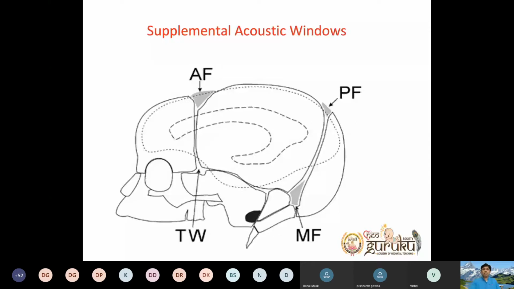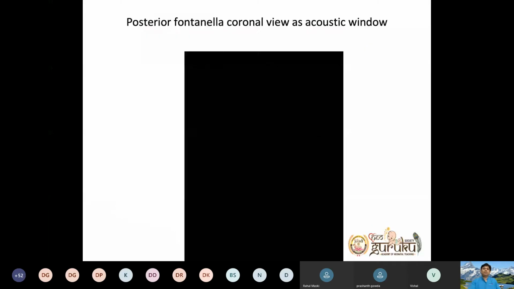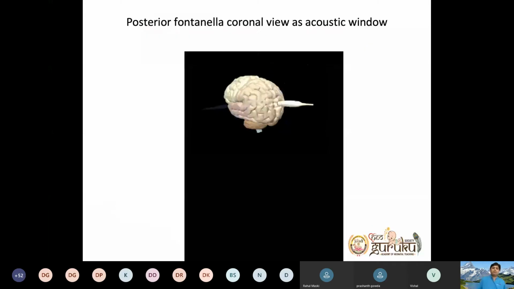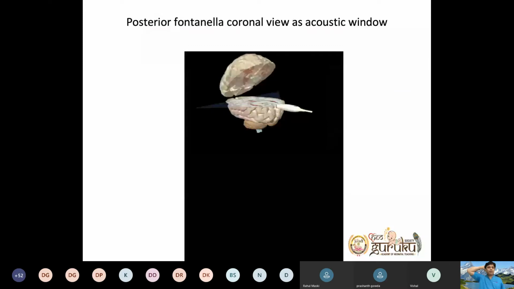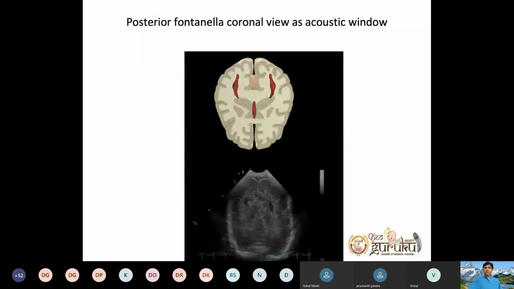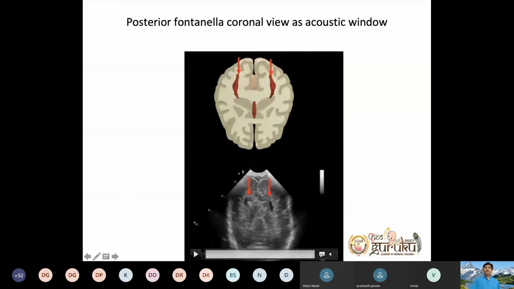So the supplementary window is very, very important, and it gives a lot of information. Now we are trying to place the probe over the posterior fontanelle, and the section I am showing is the coronal section. As usual, from the top you have skin, layers of skull, then the intrahemispheric fissure, the parietal lobe, then the lateral ventricle, you can see here like an eye, then you have the thalamus, because posteriorly you can see, depending on where you are angulating.